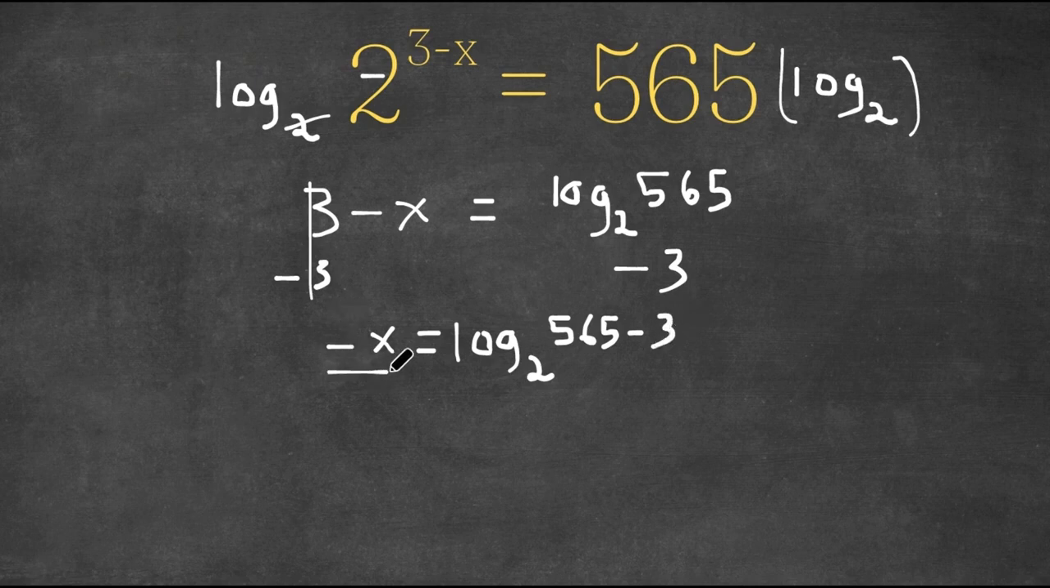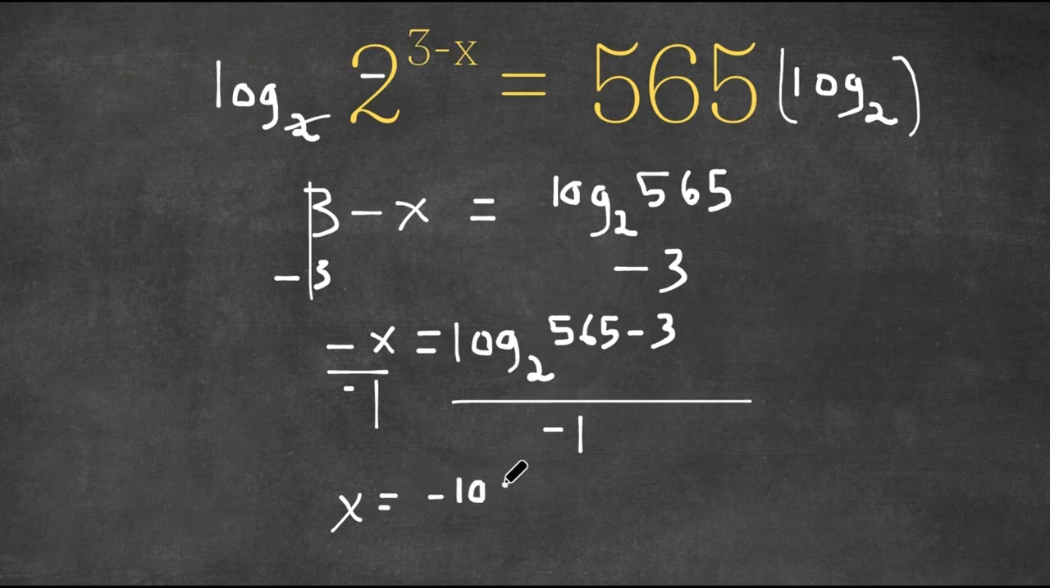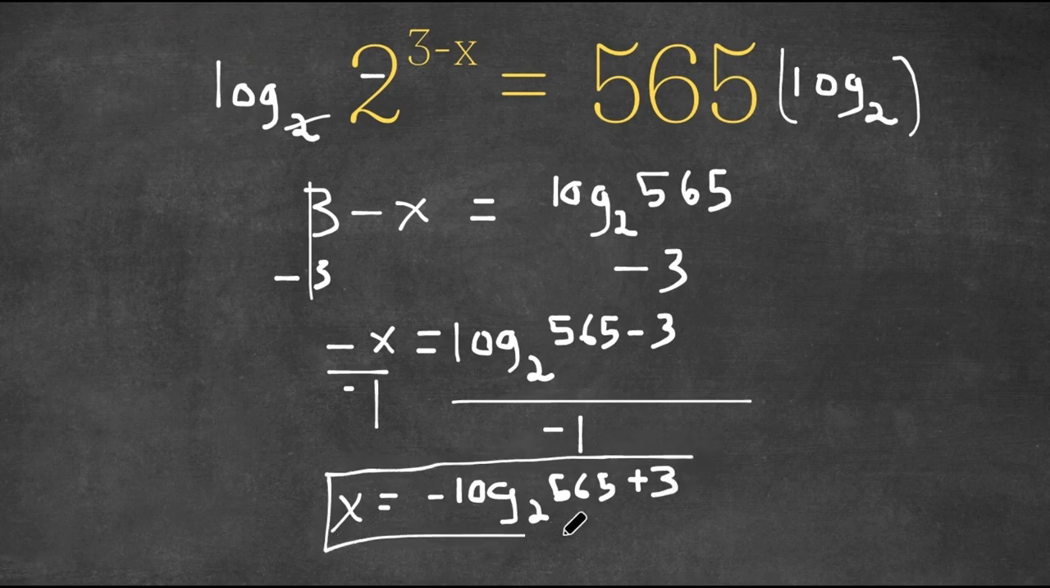And now if I divide by negative 1 on both sides, so I can get positive x, I would get x is equal to negative log base 2 of 565 plus 3. So this is our answer.